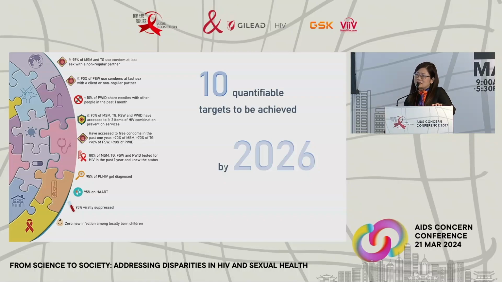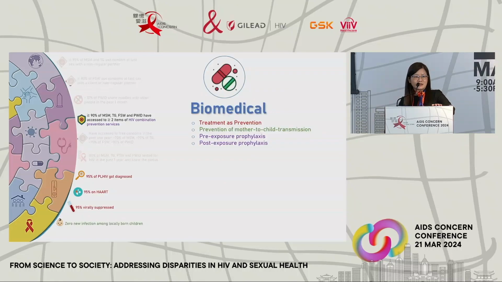The targets are well designed, which include some of the biomedical indicators, including treatment as prevention, the 95, and also the prevention of MTCT to achieve 0 new infections among locally born children. And for biomedical measures such as pre-exposure and post-exposure prophylaxis, it is integrated into one of the indicators as the HIV combination prevention services accessibility.